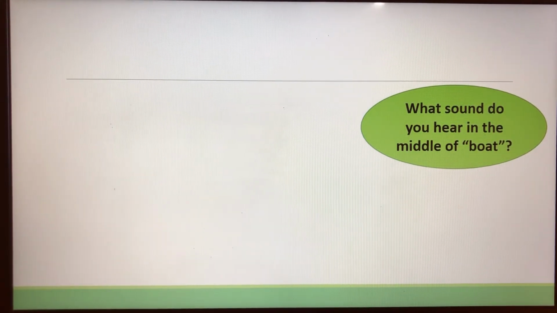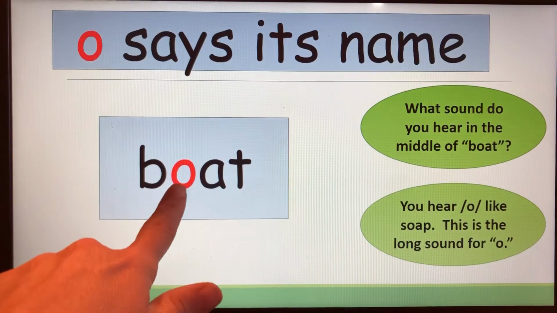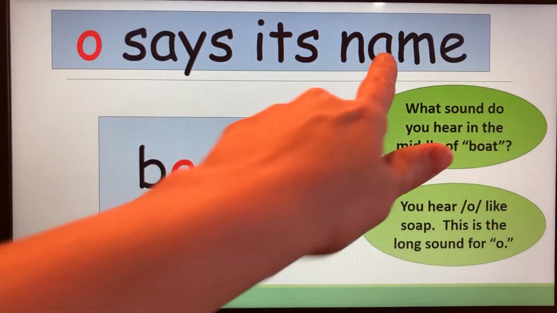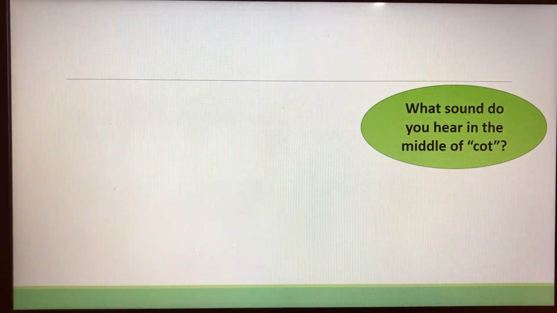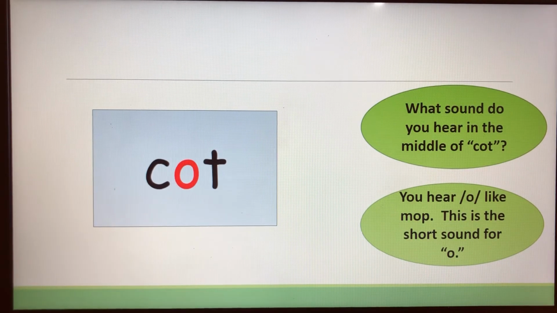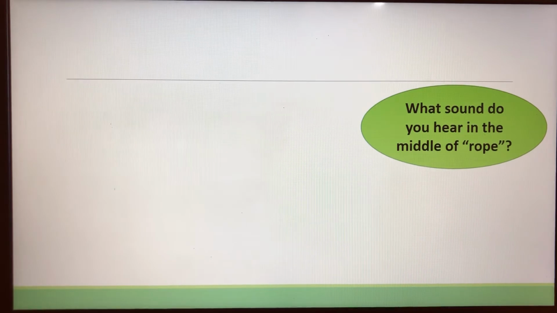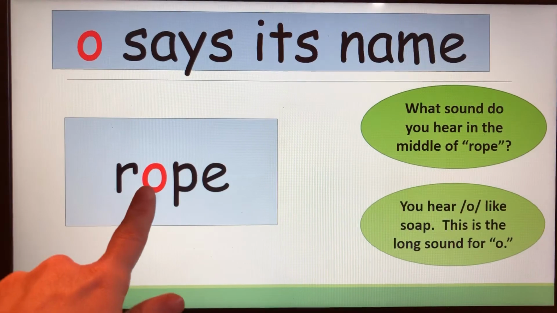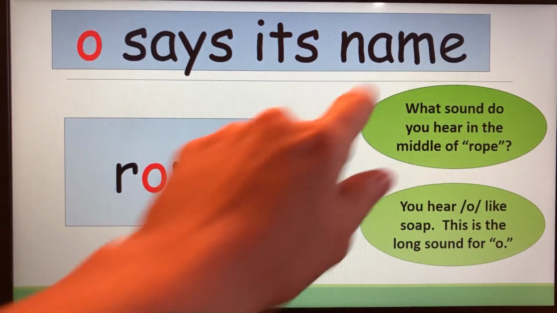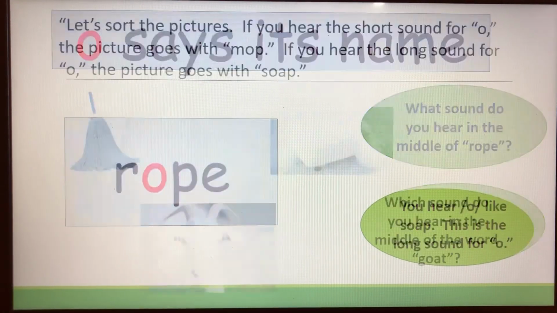What do you hear in the middle of boat? Boat. You hear O. O says its name in the middle of the word boat. What do you hear in the middle of cot? Cot. You hear ah. You hear the short sound for O. What about the word rope? Rope. You hear O. O says its name in the middle of rope.